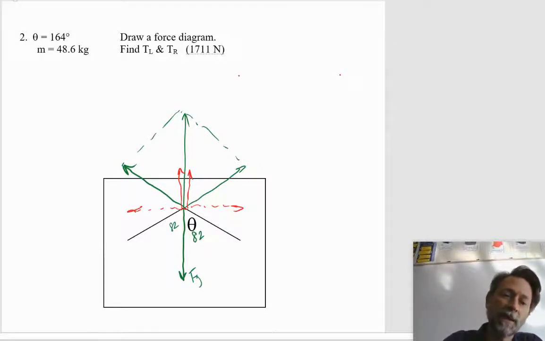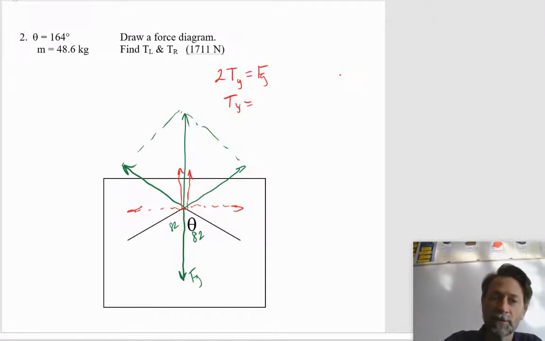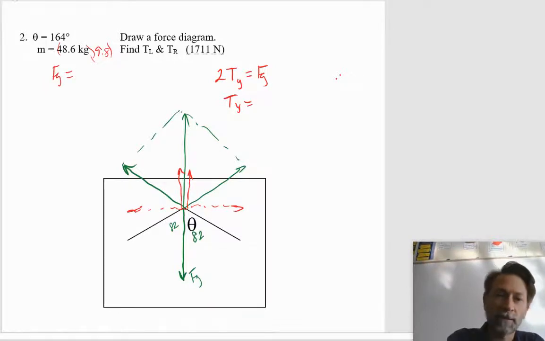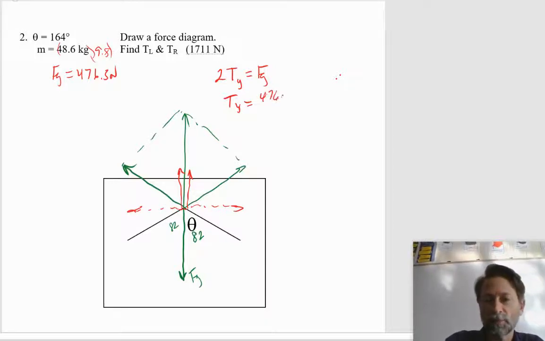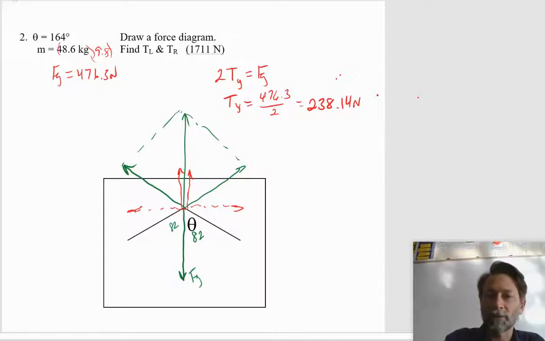So I can say then that 2 times the Y tension is going to equal the weight, which means that one of the Y tensions is going to be half of the weight. So I probably need to do that next. I'm going to take this and times it by 9.8. When we do that, we get a force of gravity of 476.3 newtons. So I'm going to take 476.3 divided by 2 and end up with a Y value of 238.14 newtons. So that's my Y value for that.